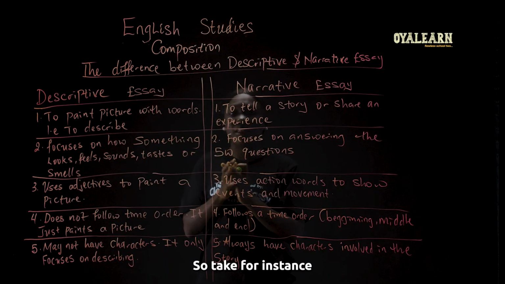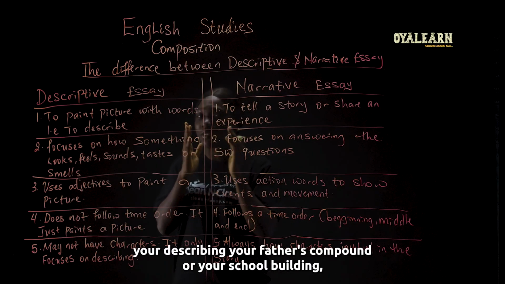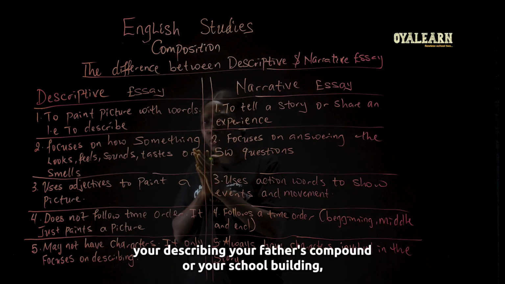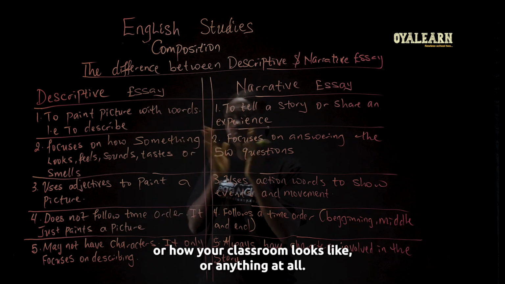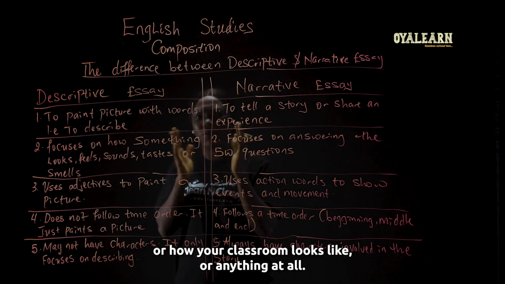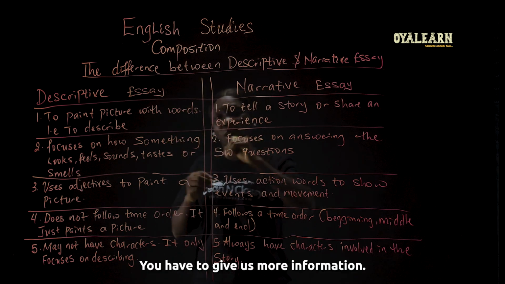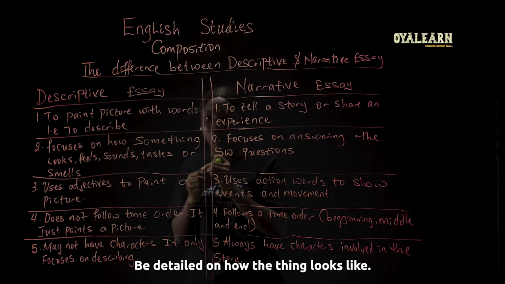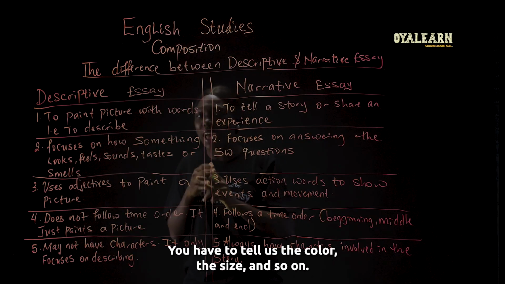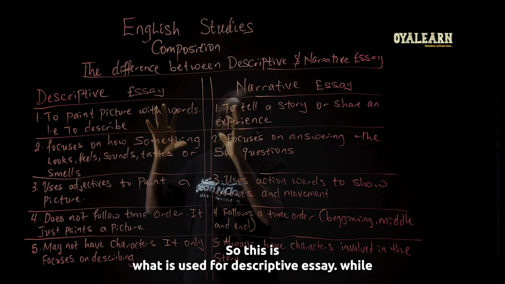So take for instance, you're describing your father's compound or your school building or how your classroom looks like, or anything at all. You have to give us more information. You have to be detailed on how the thing looks. You have to tell us the color, the size, and so on. So this is what is used for descriptive essay.